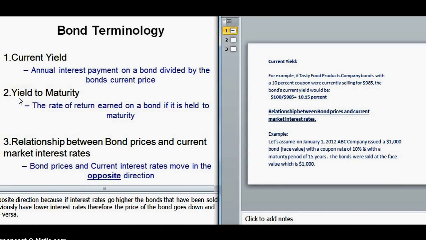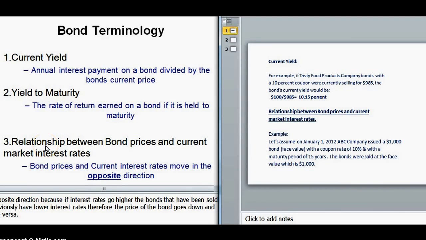Let's come back to the next terminology, which is yield to maturity. Yield to maturity is referred to as the rate of return earned on a bond if the bond is held until the maturity period. The yield to maturity may be referred to as the required rate of return, or it is also known as the market interest rate on the bond.